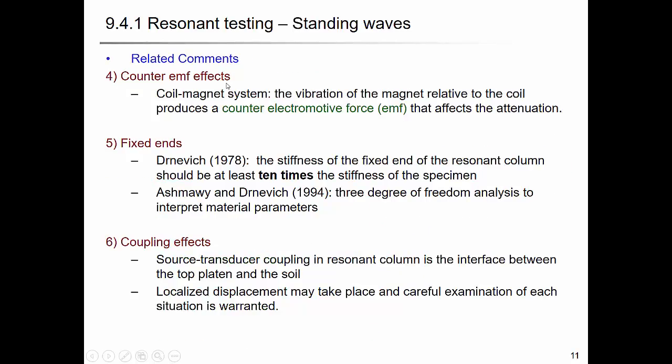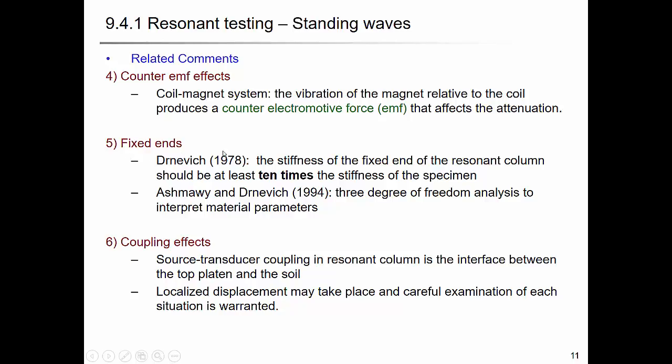And counter EMF effect, the coil and magnet system, the vibration of the magnet relative to the coil produces a counter electromotive force that affects the attenuation, and that's because of the inductive characteristic of the coil.